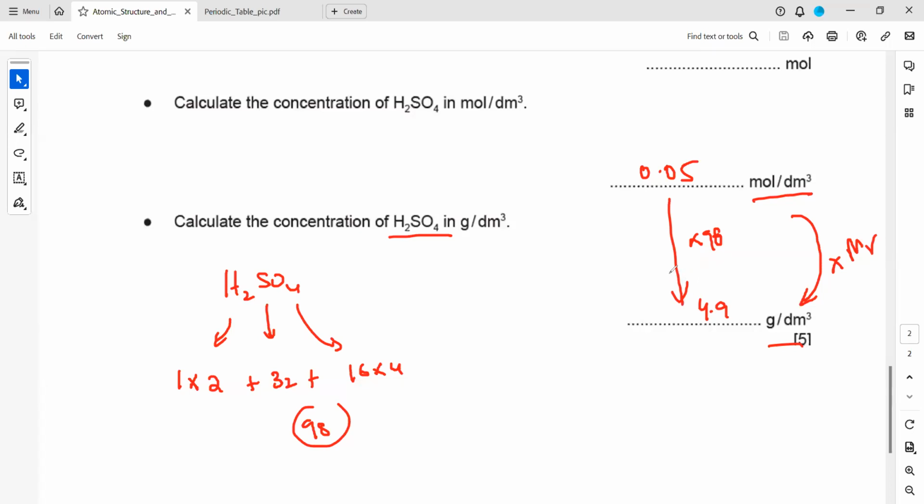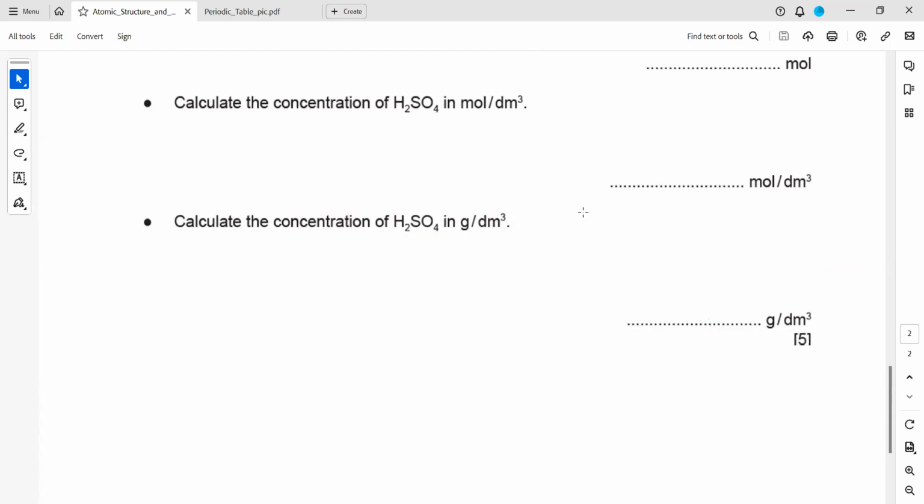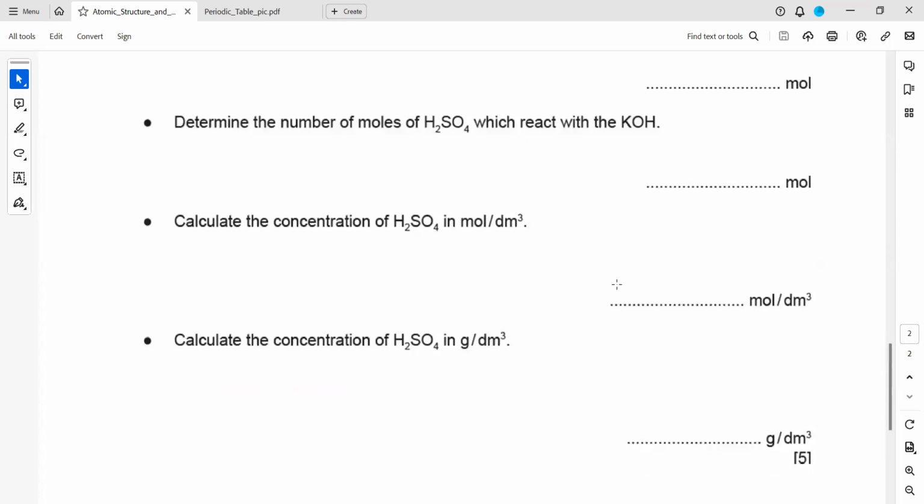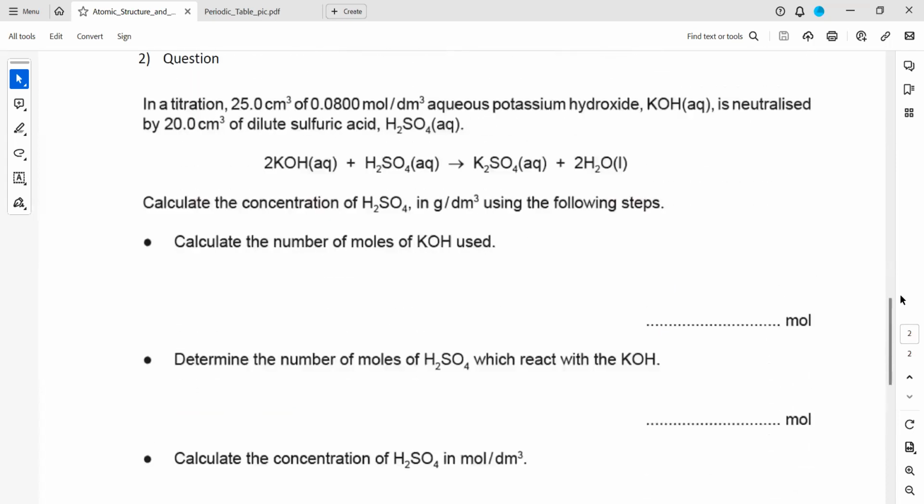So first we use a formula, then we use a ratio, then we again use a formula. And then if you want to convert the concentration units from moles per decimeter cube to grams per decimeter cube, we multiply by the molar mass.